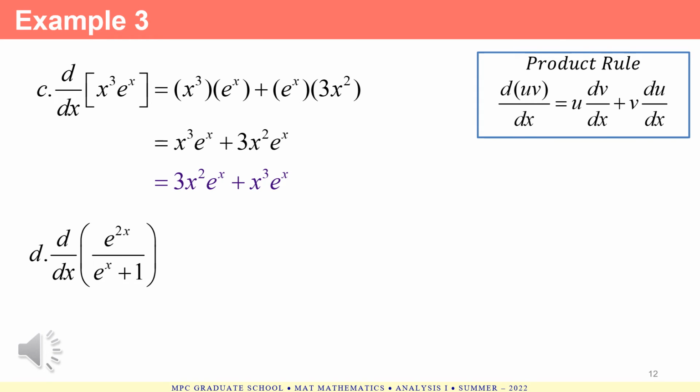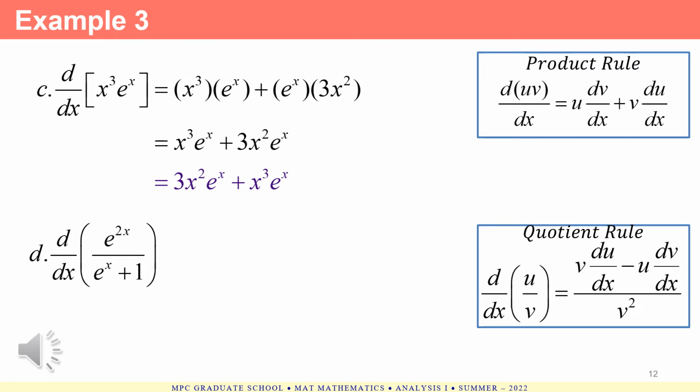Next, letter D. So the given here is the derivative of e raised to 2x over e raised to x plus 1. So for this case, we're going to use the quotient rule. So that is the derivative of u over v is equal to v times the derivative of u minus u times the derivative of v over v raised to 2.